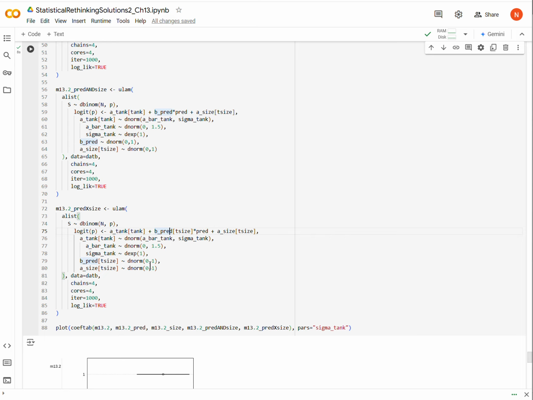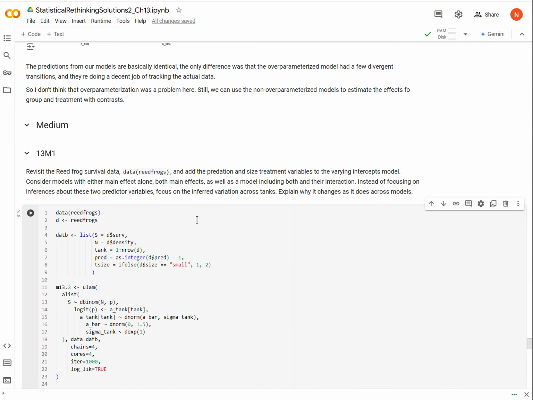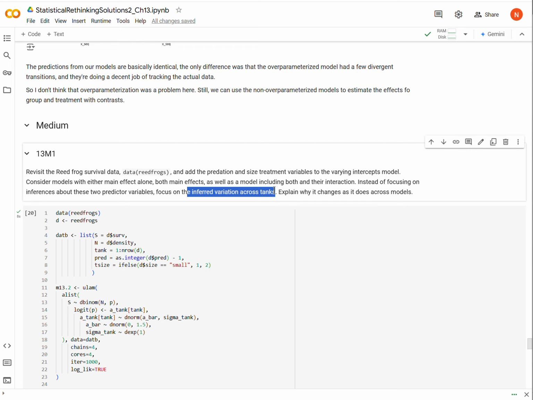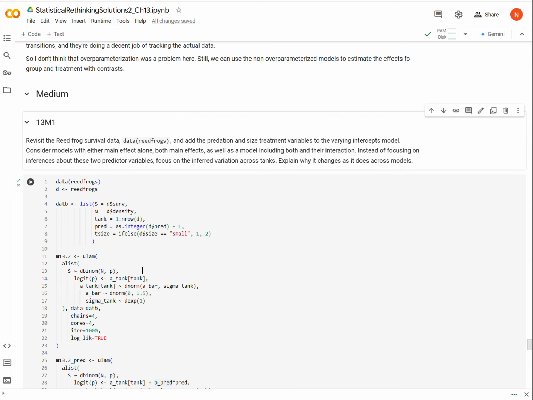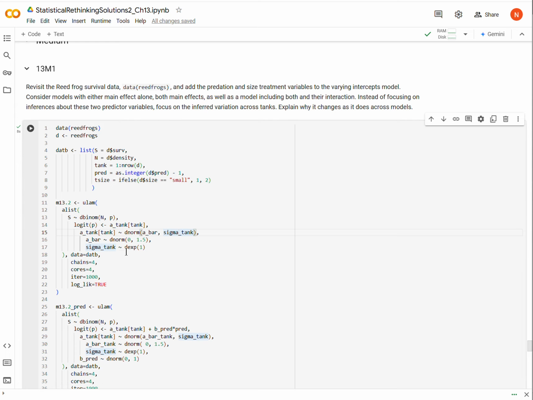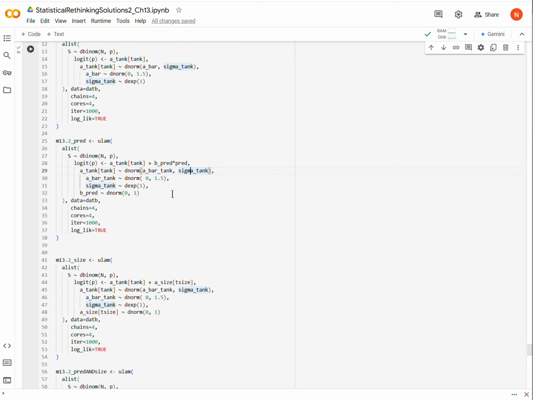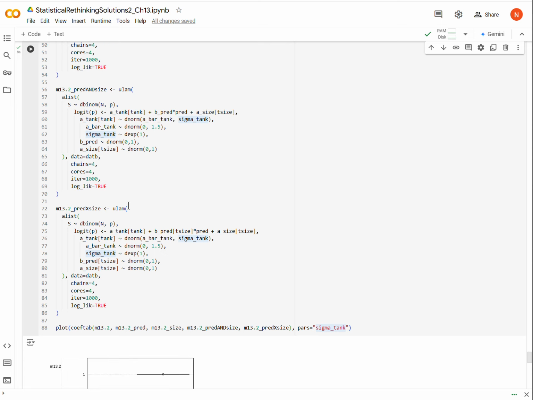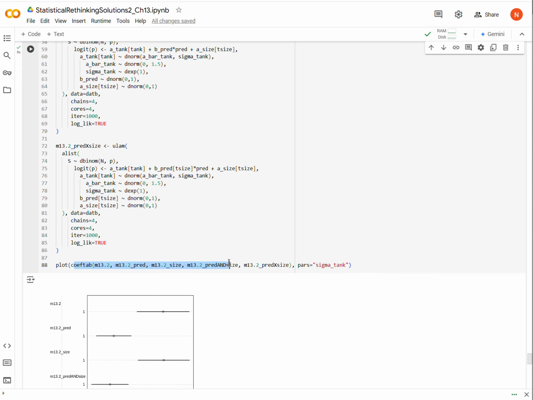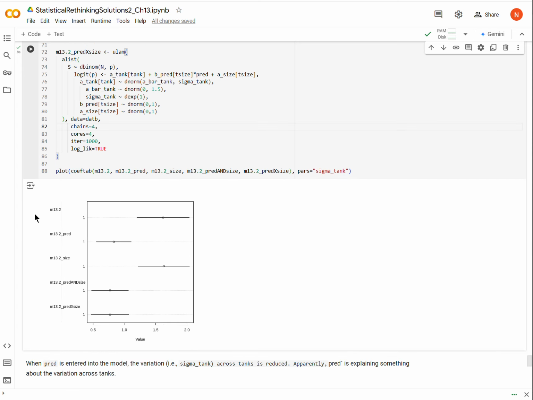So we're going to run that. The question I found a little bit confusing when it says focus on the inferred variation across tanks. I believe this is asking us to compare these sigma values, which are supposed to be the standard deviation of tank, the variation within the tank, so sigma tank. I've run all of these models, and we're just going to look at the sigma tank output. I'm using the plot coefficient tab, plotting the sigma tank parameter of each of the models, and here's what you get.